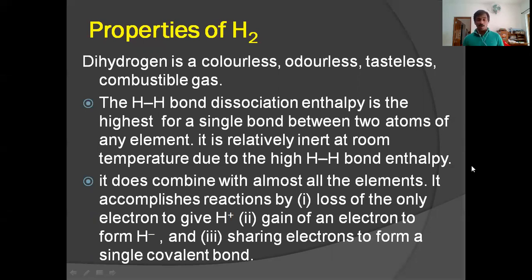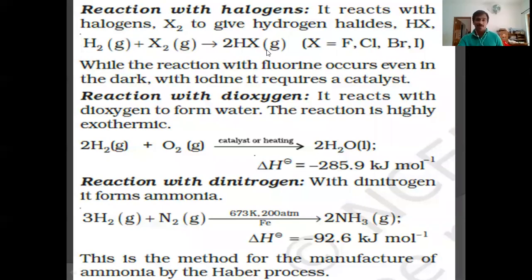It accomplishes reactions by loss of its only electron to give H plus. It can give an electron and change to H plus. Second, gain of an electron to form H minus. It can accept one electron to get the noble gas configuration. And the third one, sharing electrons to form a single covalent bond. In these three ways it can react, and we can see some of the reactions here.